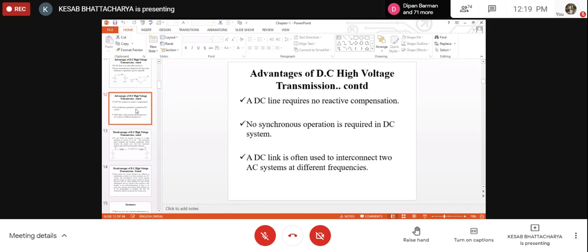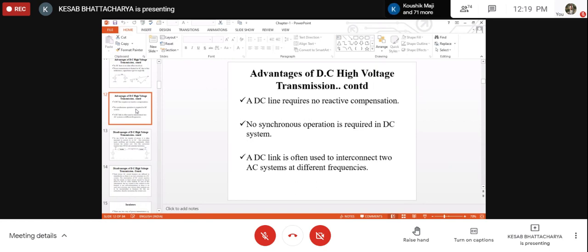Two AC systems operating at different frequencies, or even at the same frequencies, cannot be connected just like this without synchronizing them with each other. But in DC, no such synchronization is required. And also, when we have to interconnect two AC systems operating at different frequencies, a DC link is the only solution.